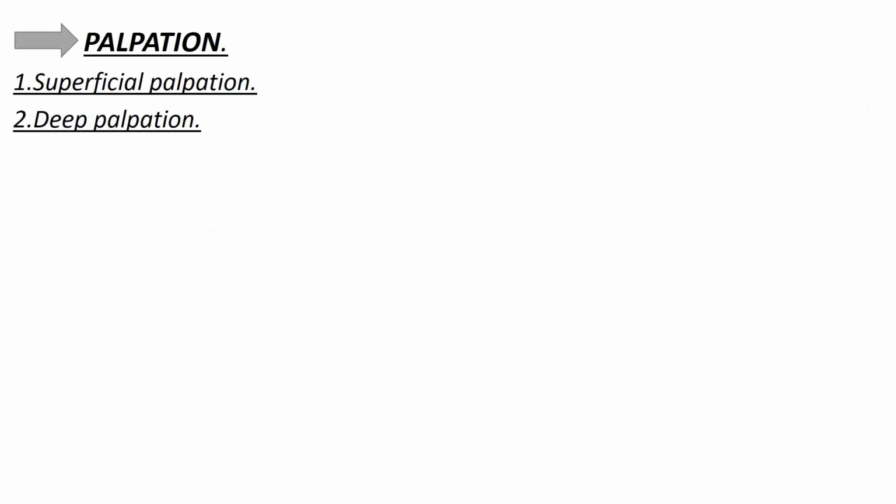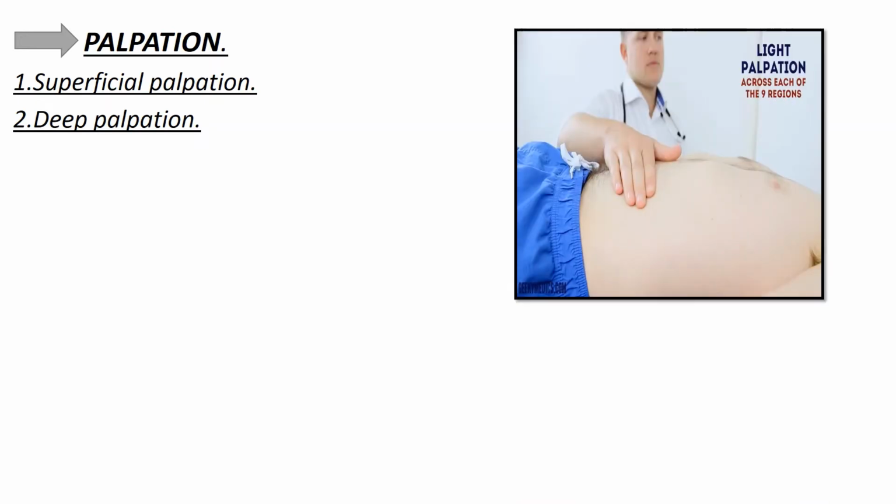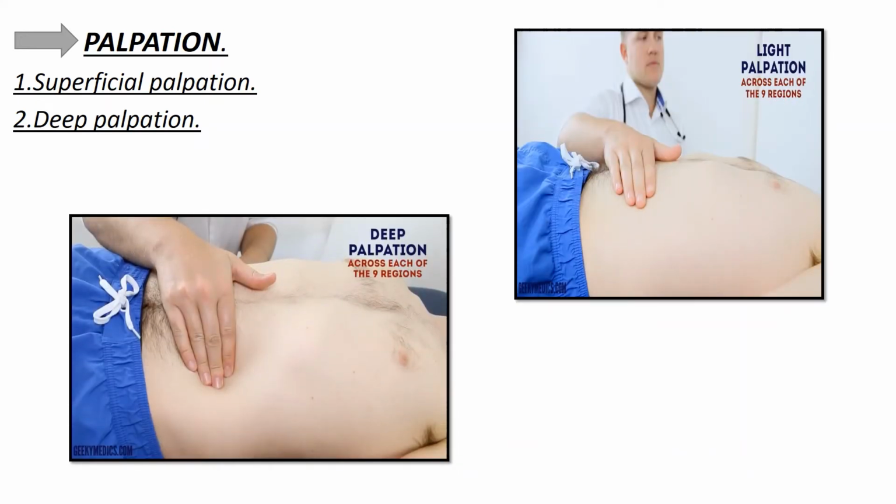After inspection, palpate all 9 areas, first superficially and then deeply, starting away from the painful area. Lightly palpate each of the 9 abdominal regions, assessing for any pathology. In deep palpation, ask the patient to take a deep breath and press your hands during expiration and keep steady during inspiration. If any masses are identified, assess their size, shape, location, and consistency.